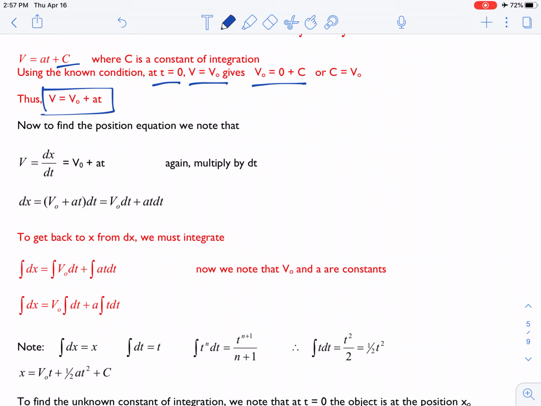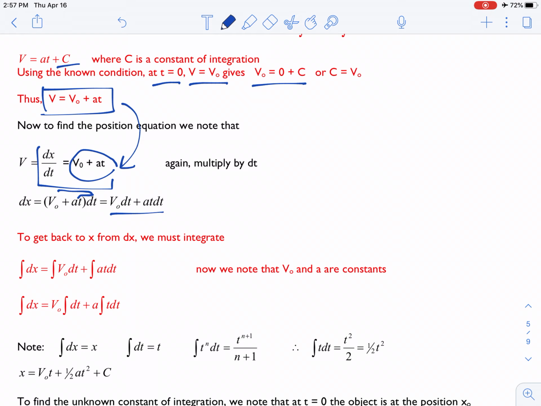And then we find the position equation. To find the position equation, we use the definition v is equal to dx over dt, okay? So we're gonna get that x from here, which means let's multiply by dt again, and also substitute what v is. V is v0 plus at, and now focus on the right side here and rearrange dx, right? And then distribute this dt on each.